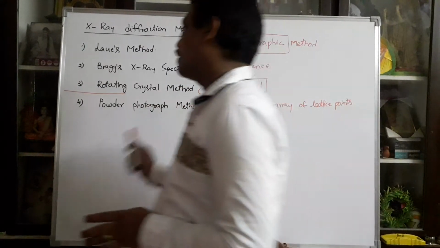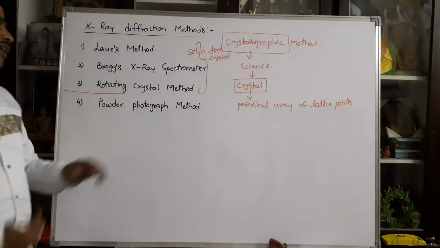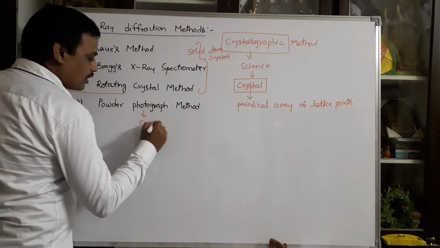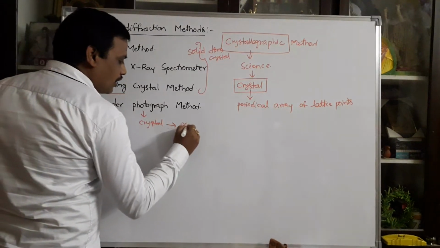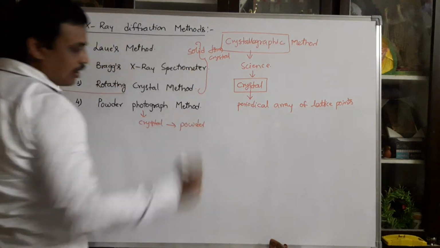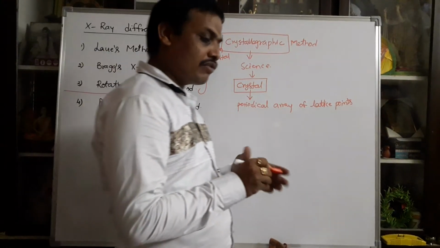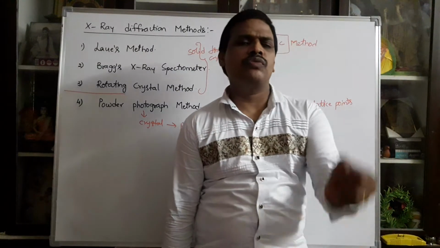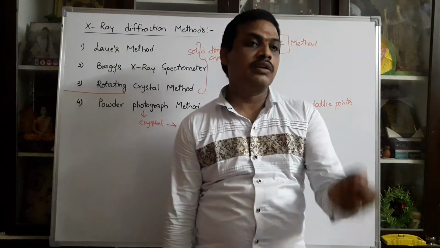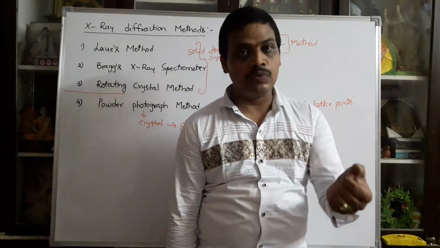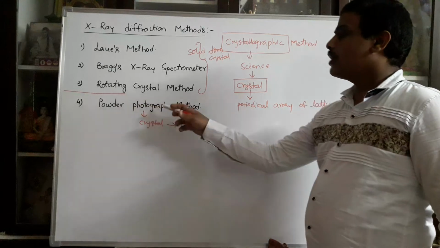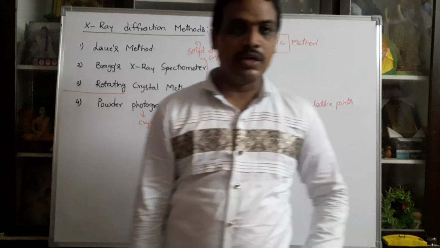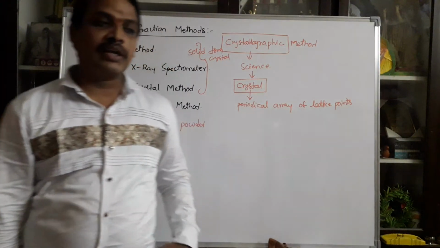The fourth method is the powder photographic method. In this method, you take the crystal particularly in powder form. The best example, everyone knows, is the face powder used in daily life. The face powder is in a very smooth form. That smooth powder can give the structure by using the powder photographic method. So these 4 methods are crystallographic methods to determine the structure of the given crystal.